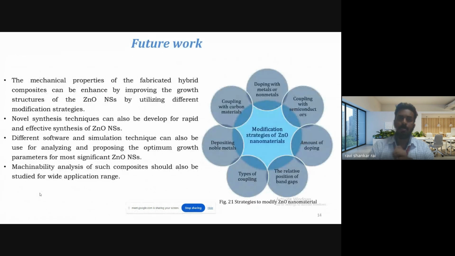There are several chances of extending this particular work in the future, where we can go for mechanical properties enhancement by improving the growth structure. We can also try different structures, such as flower-like structures, on which we are already working.